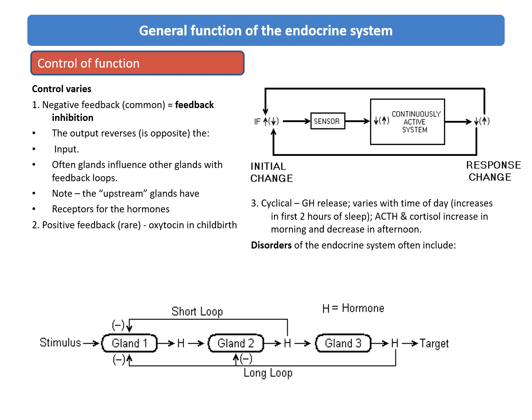Cyclical control is often involved in hormone function. Growth hormone release, for example, varies with time of day. It increases in the first few hours of sleep. ACTH and cortisol increase in the morning and tend to decrease in the afternoon. Disorders of endocrine system function often include hyposecretion, that is a decrease, or hypersecretion, an increase.